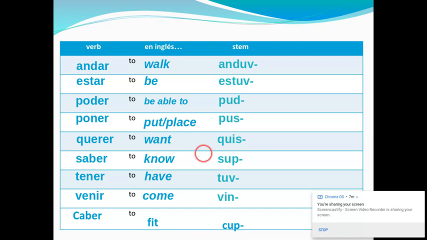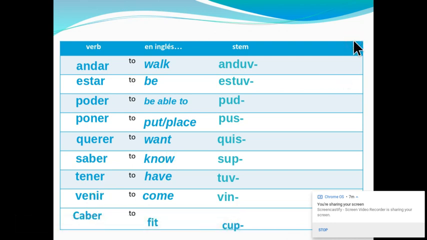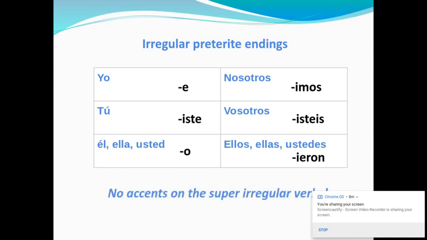So it's important to remember that whether it's an AR verb, an ER verb, or an IR verb, they all have the same endings. And this is, again, something different that you have to memorize. So the irregular preterite endings are e, iste, o, imos, isteis, ieron. And you should know this from hacer: hice, hiciste, hizo, hicimos, hicisteis, hicieron. And again, there are no accents on these super irregular verbs.